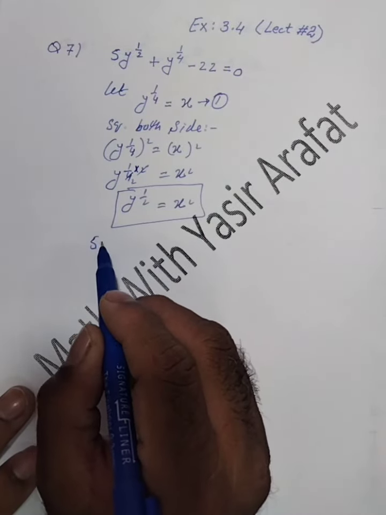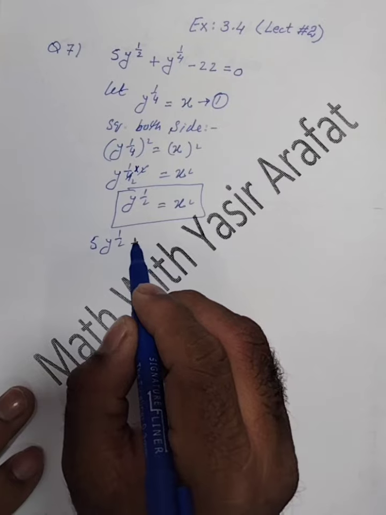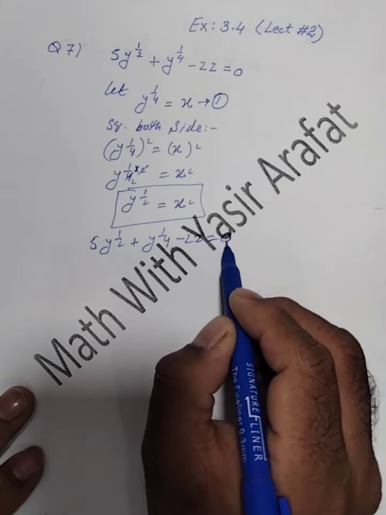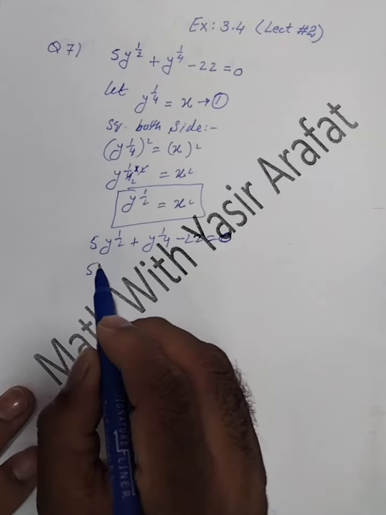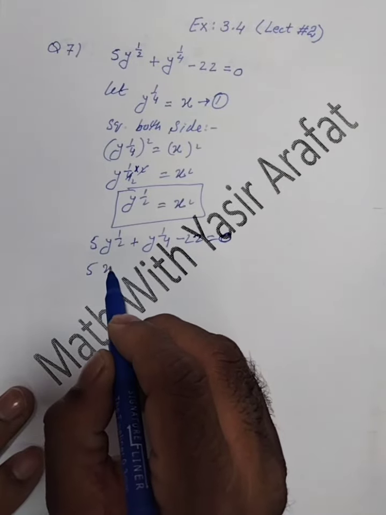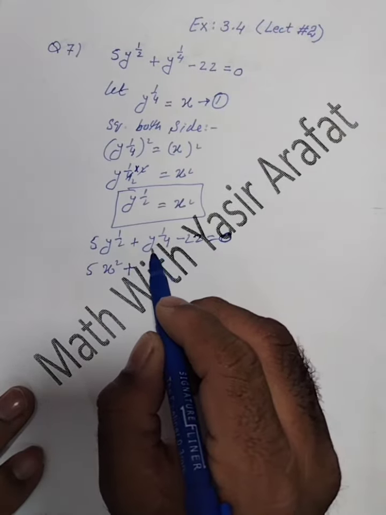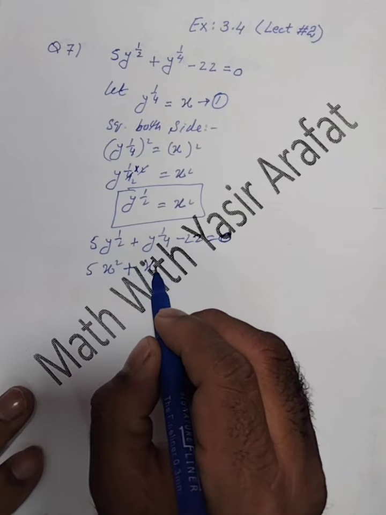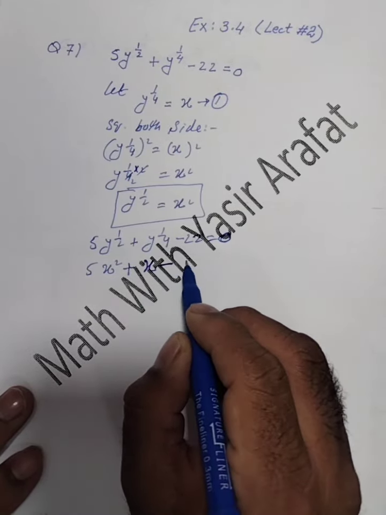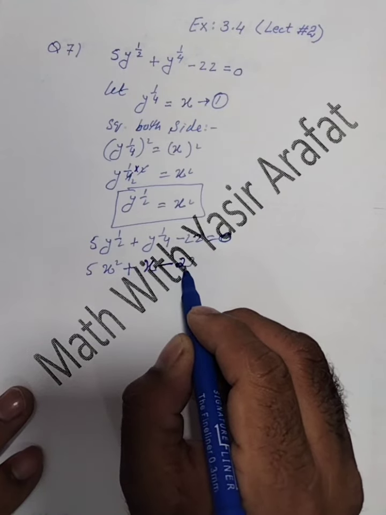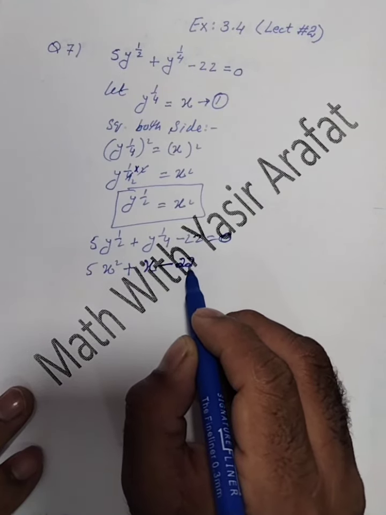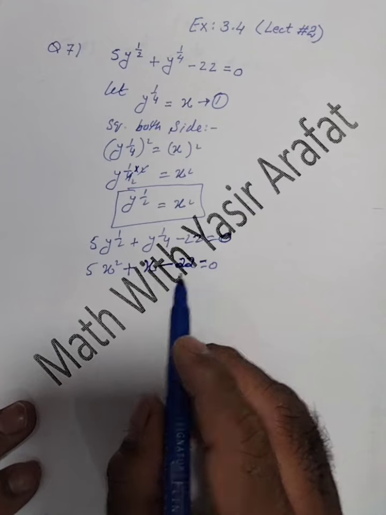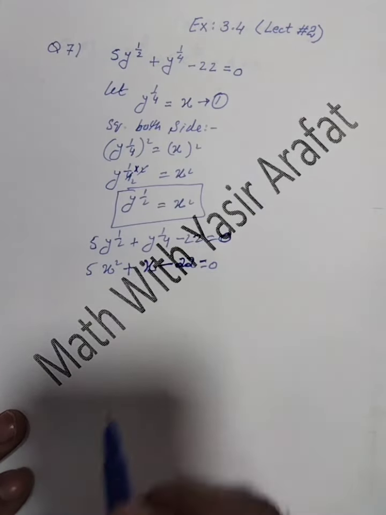So this is y power 1 upon 2 plus y power 1 upon 4 minus 22 equals 0. Now what is the value of y power 1 upon 2? It equals x square. And y power 1 upon 4, we supposed equals x. So this is 5x square plus x minus 22 equals 0. Now this has become a quadratic equation, and we have to find its solution by using middle term breaking.